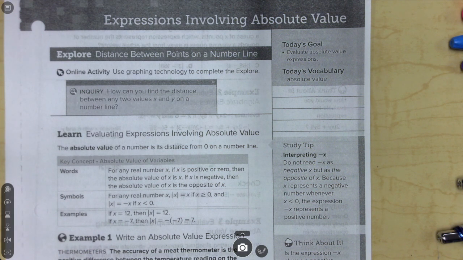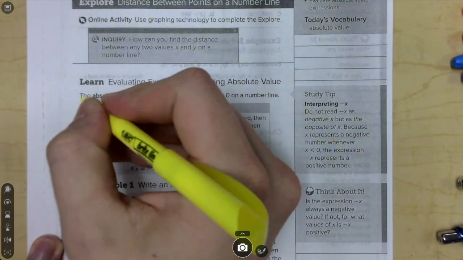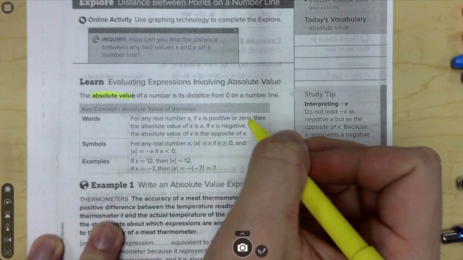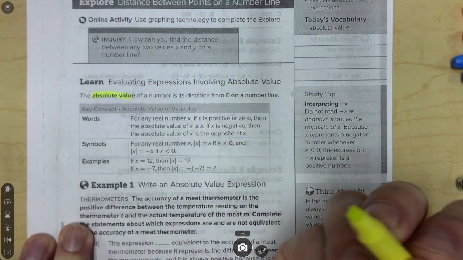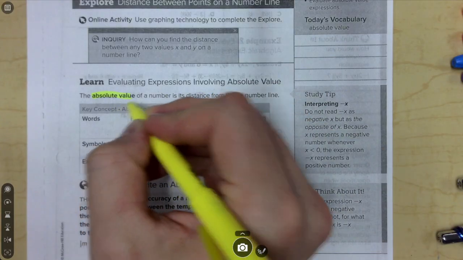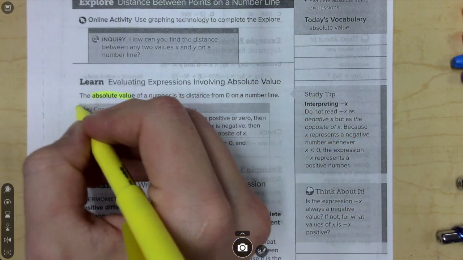Hello. Today we're going to go over absolute value and how to use it in expressions. So today's goal is to learn how to use absolute value. The absolute value of a number is the distance from zero on a number line. So it doesn't really care about positive or negative. It's more of just its units. So, absolute value.